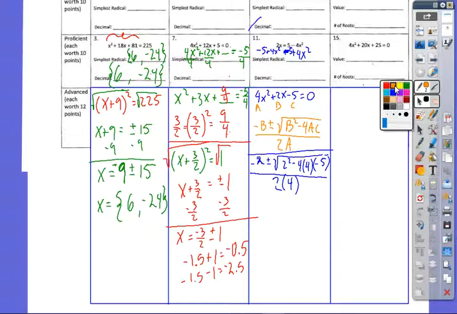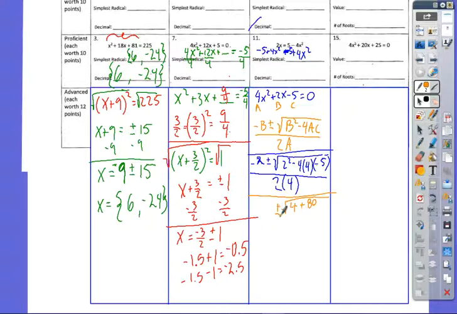So then, looking at the discriminant, I have 2 squared, which is better known as 4. So we have the square root of 4 minus 4 times 4 times -5, which is going to be positive 80, because the negative times the negative is a positive. 4 times 5 is 20. 20 times 4 is 80. So we have 4 plus 80.